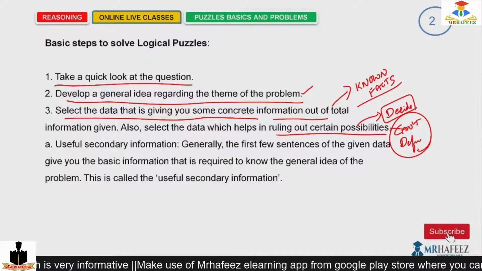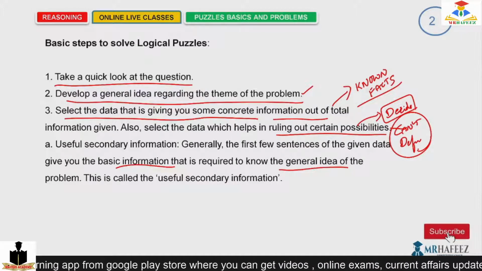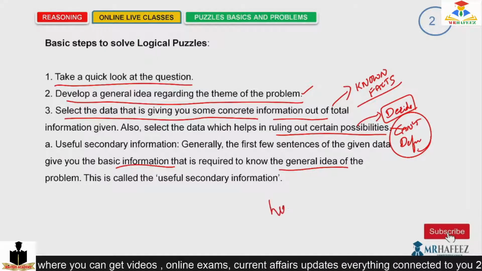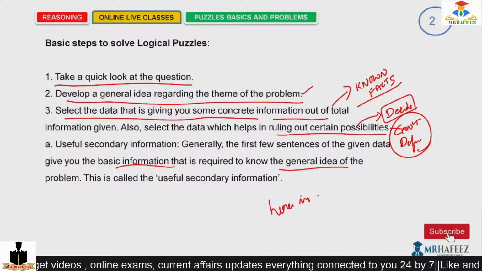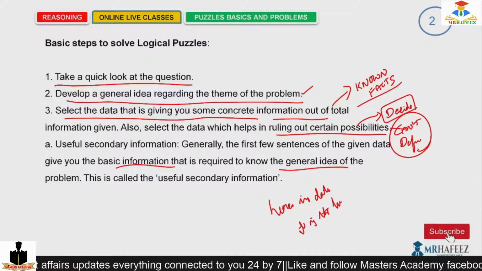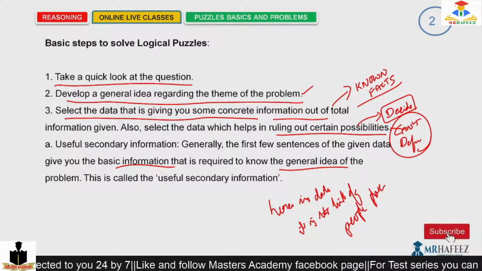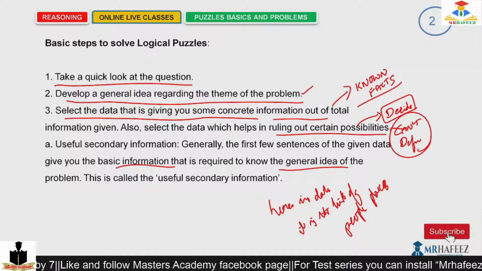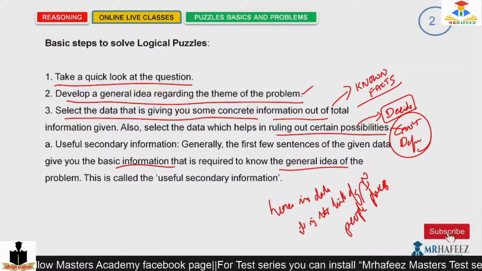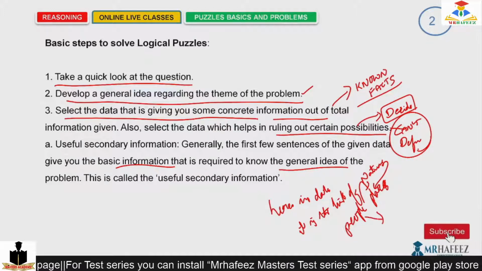Generally, the first few sentences in the given data give you the basic information required to know the general idea. So in the starting lines, it can be a list of people, places, people and natives or native places, and their favorite colors.